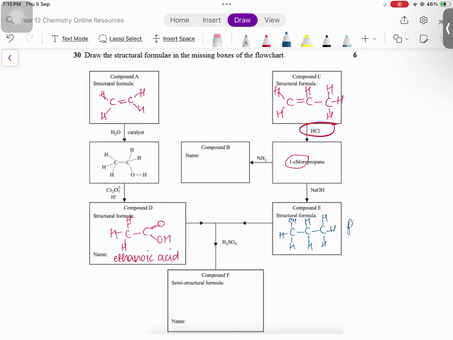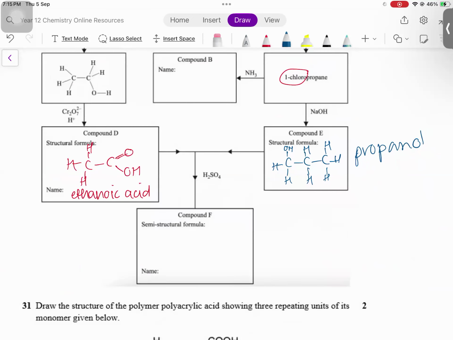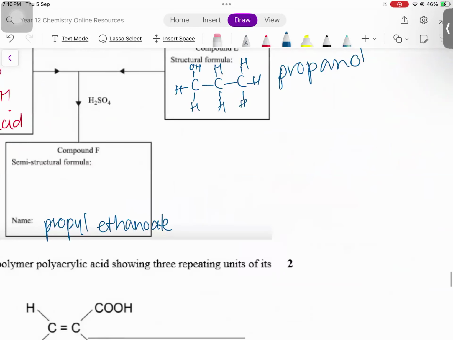Compound E is propanol. Compound D is ethanoic acid. The first part of the ester name comes from the alcohol. The second part comes from the acid. So if it's propanol, then it's propyl. And if it's ethanoic acid, then it's ethanoate. So it's propyl ethanoate.